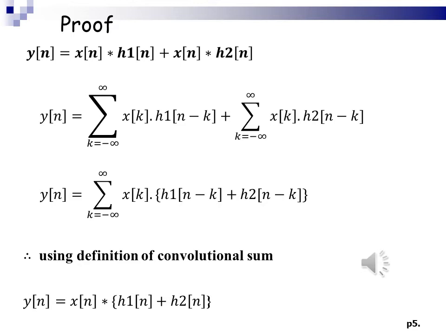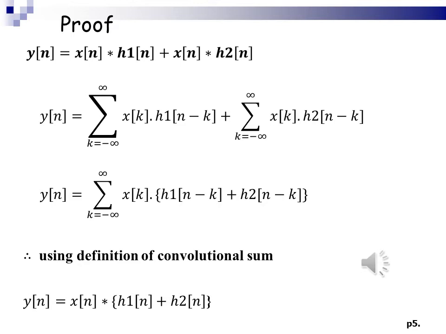So here we will substitute the definition of convolution in this case. For the first term, I will have summation k goes from minus infinity to infinity x of k into h1 of n minus k. Similarly, the second convolution will be replaced by its definition, summation k goes from minus infinity to infinity x of k into h2 of n minus k. Now from these two summations, you can see that the summation sign as well as x can be taken common. So in the next step, that is in the third equation, you can see that y of n is equal to summation k goes from minus infinity to infinity x of k into bracket h1 of n minus k plus h2 of n minus k.